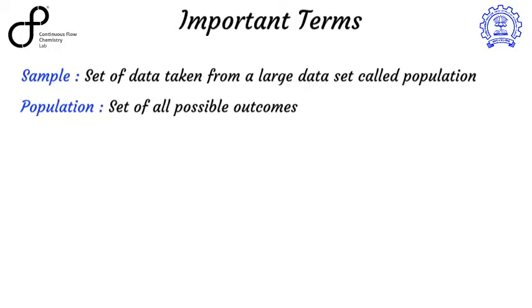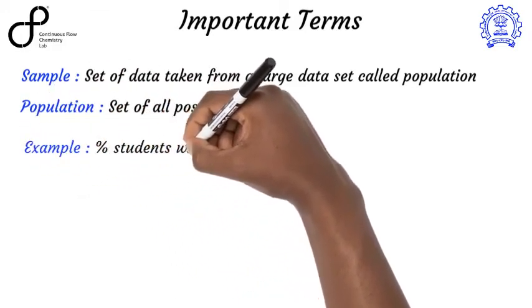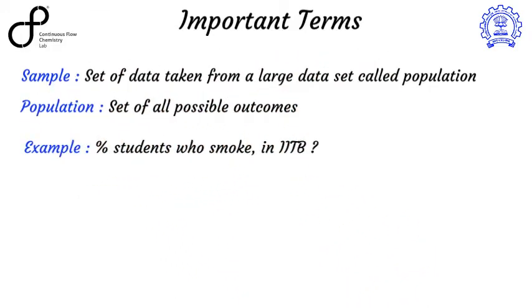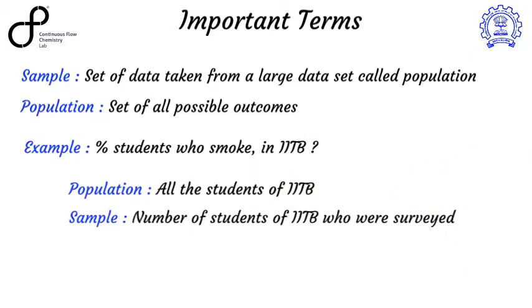Let us understand this with an example. Assume you have to find out the percentage of students who smoke in IIT Bombay. In this situation, the population is all the students of IIT Bombay. On the other hand, a sample will be the number of students selected for the survey. Therefore, the sample is a subset of the population.